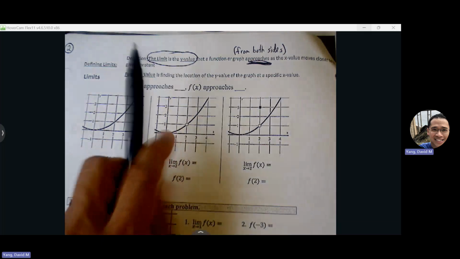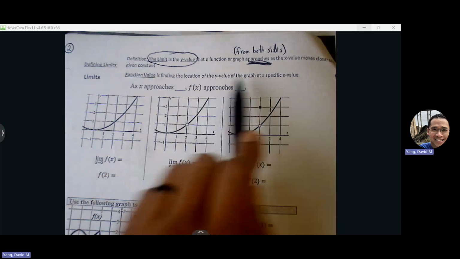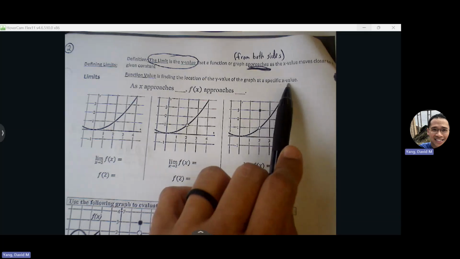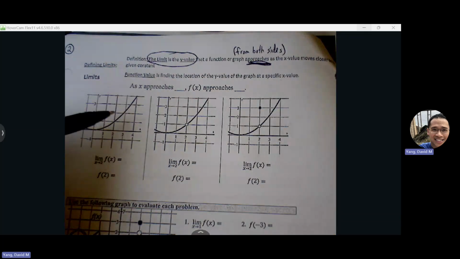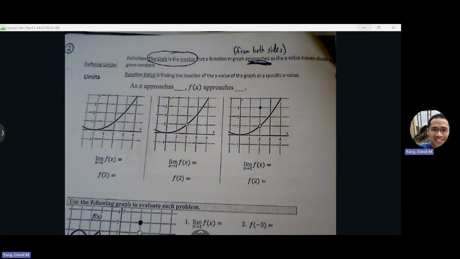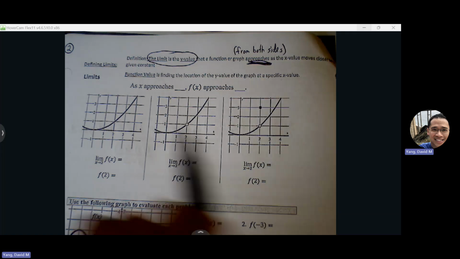Now, function value, however, is just the physical y value location on the graph. So we're going to see some distinction between function value and limits. Sometimes they're one and the same. Sometimes they're a little different from each other.